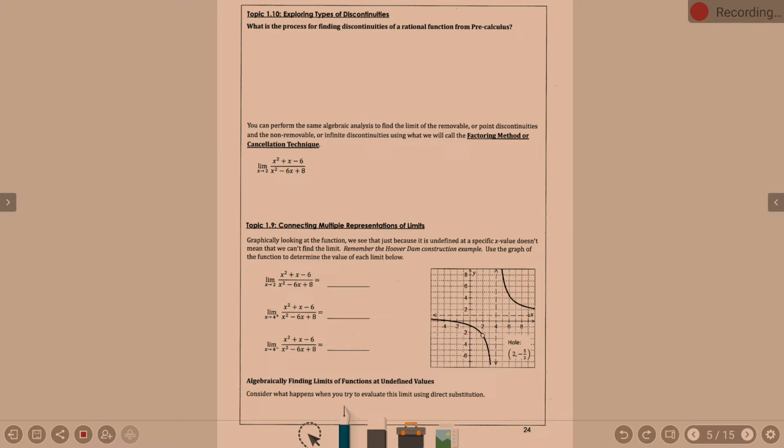What is the process for finding discontinuities of a rational function from pre-calculus? Okay, what do they mean by discontinuities? Holes or asymptotes, right? Your vertical asymptotes and your holes. How do we go about finding those? And this is without the calculator again. How do we go about finding them, short of just graphing them and looking at the calculator?